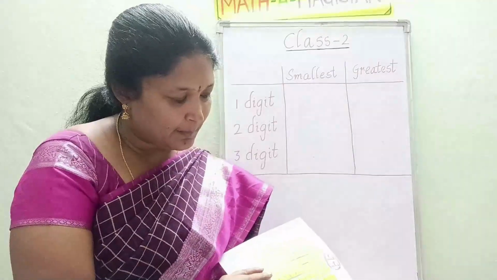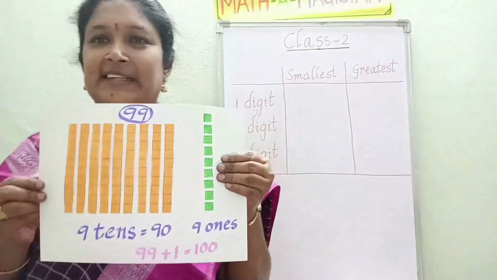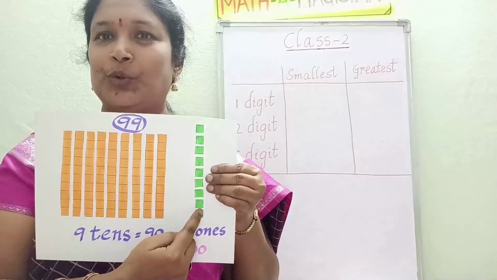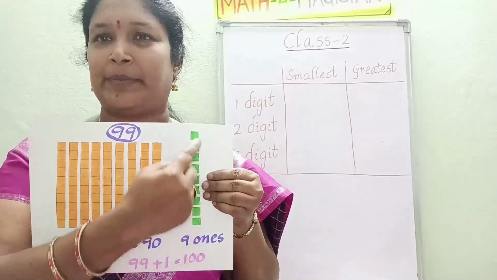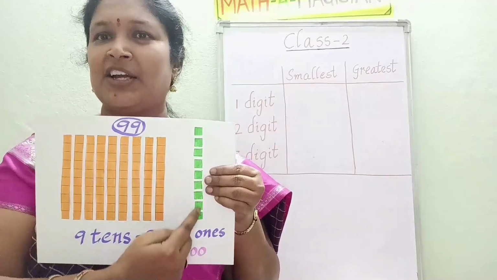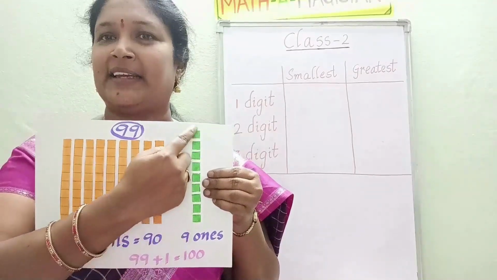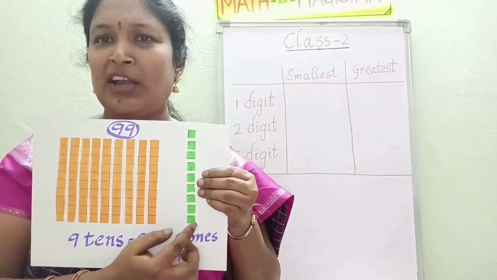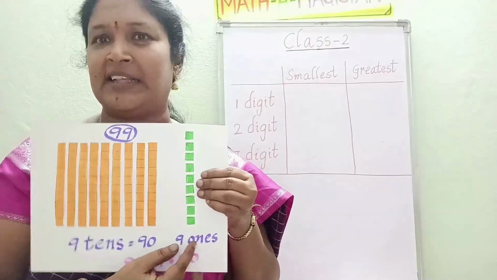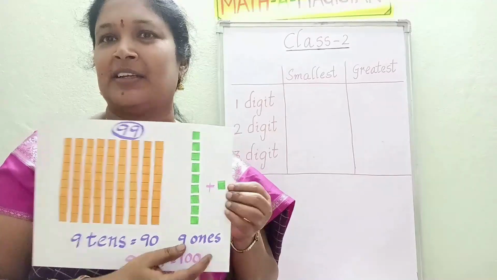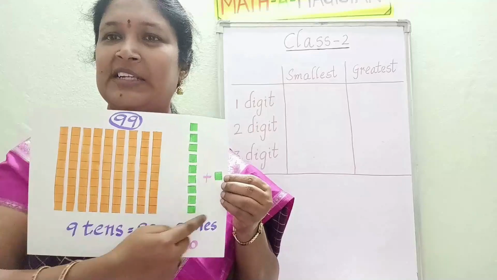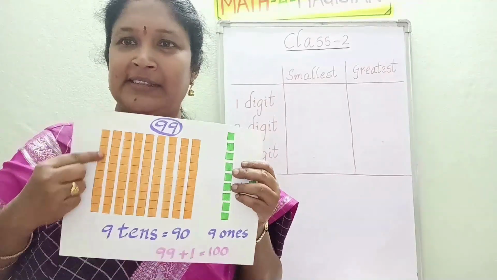So here, see children, all these are units because here separate blocks are there. How many are there? 9 are there. 9 ones are there. If we add to these 9 ones one more 1, it will become 10. So all these will become 1 ten.